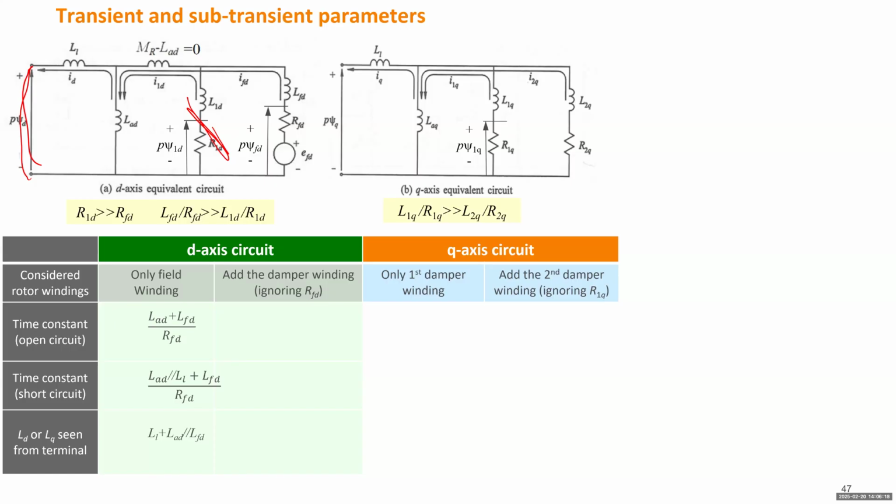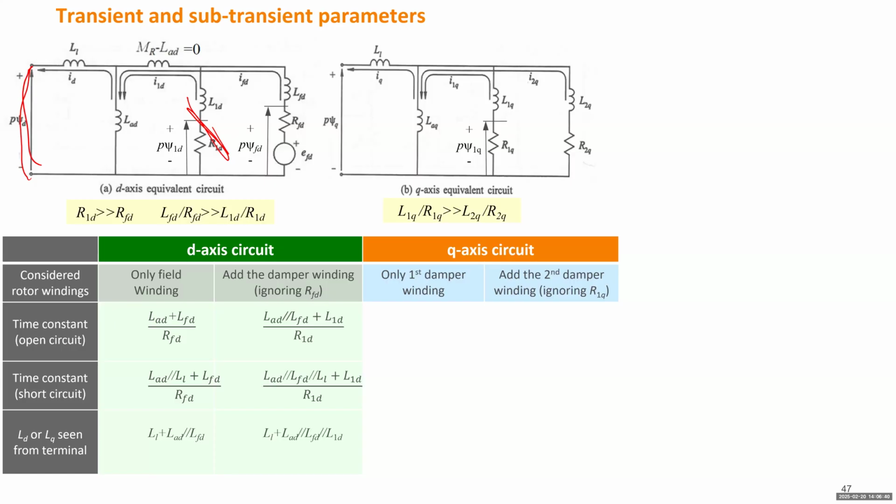So what is LD seen from the terminal? LD is seen from the terminal if we look from this side. We first go through this LL, then we have this LAD and LFD connected in parallel. So that will be this one. All right, so we finished the first column.